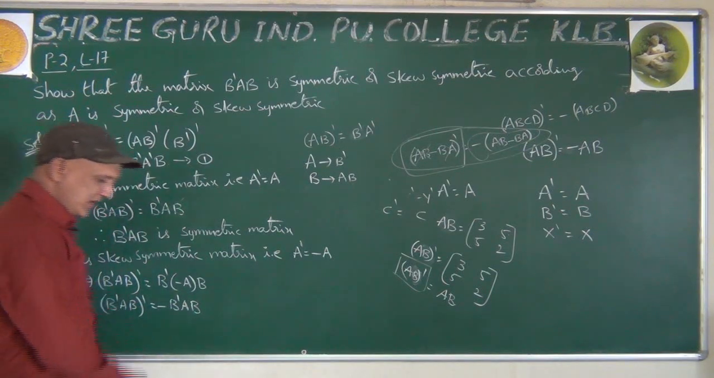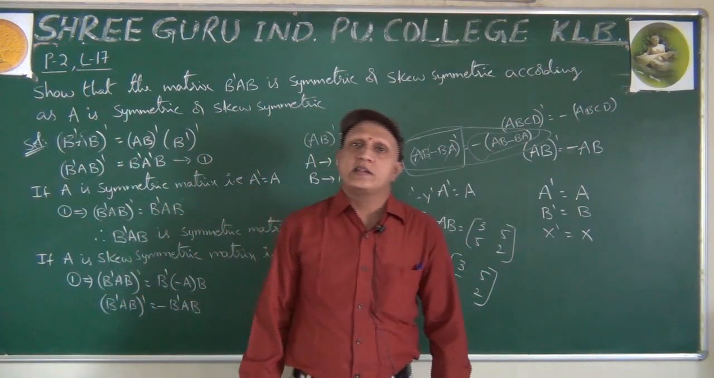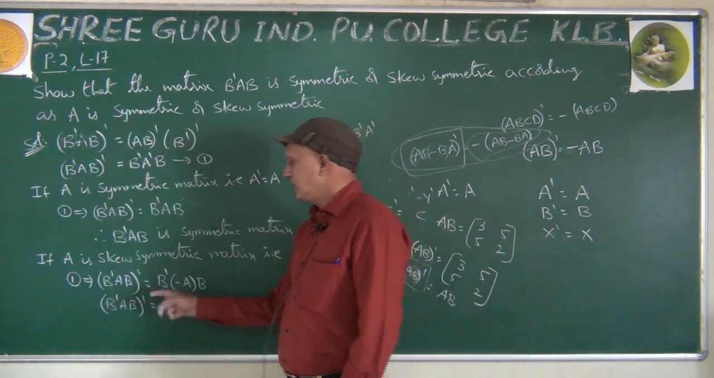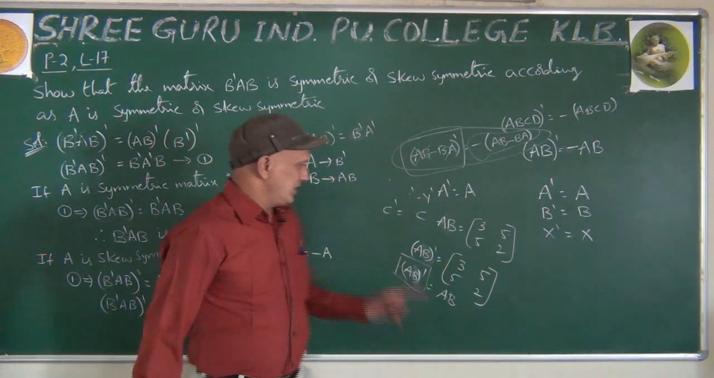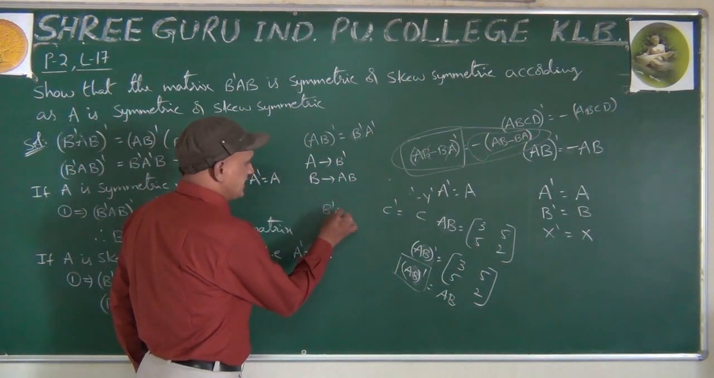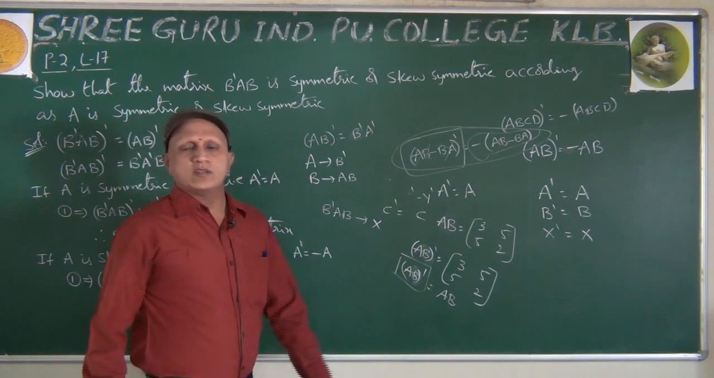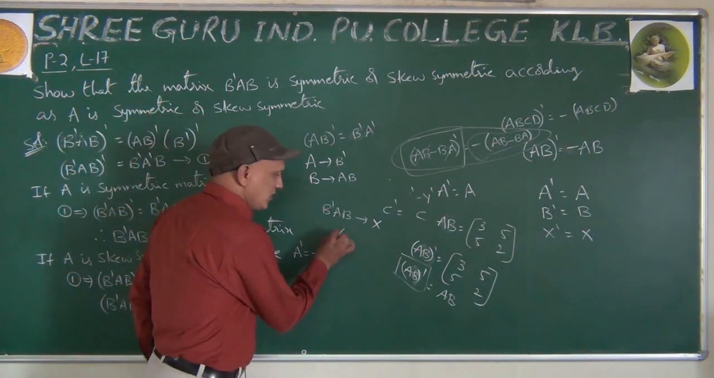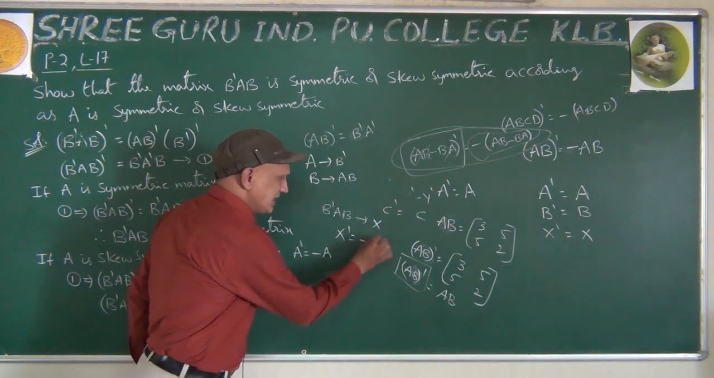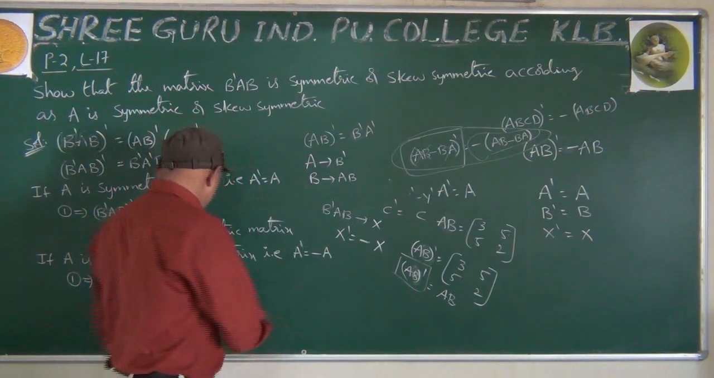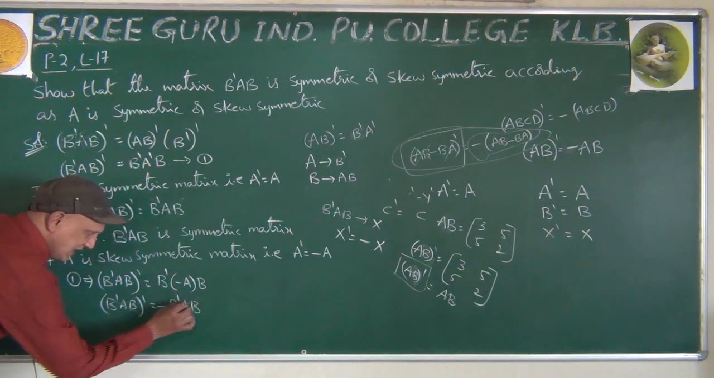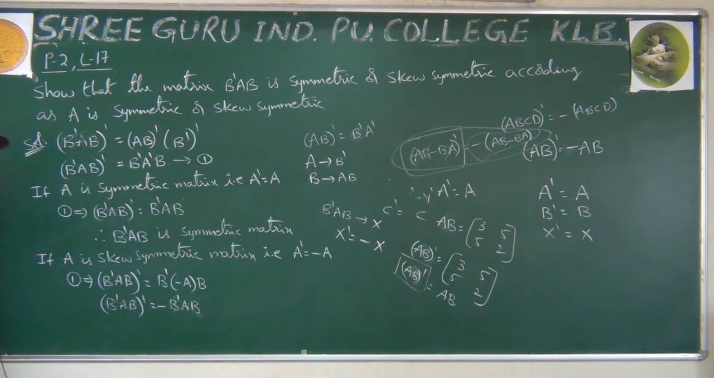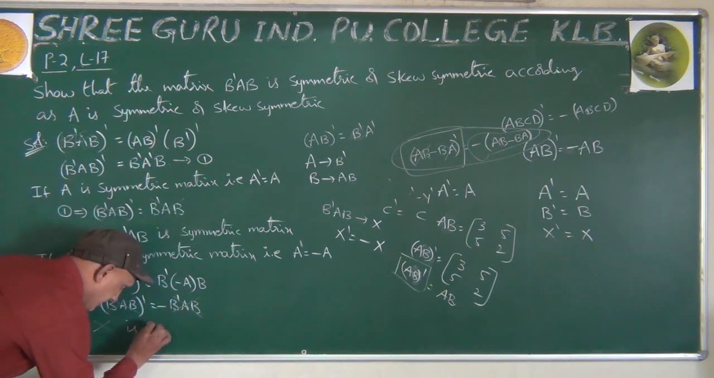Sorry, B dash AB. How can we prove that B dash AB is skew symmetric? Find the transpose. Further, if the answer is negative, then it is skew symmetric. Consider B dash AB as X. How can we prove that X is skew symmetric? We have to find X dash. If the answer is minus X, then we can say that X is skew symmetric. Therefore, X is skew symmetric.